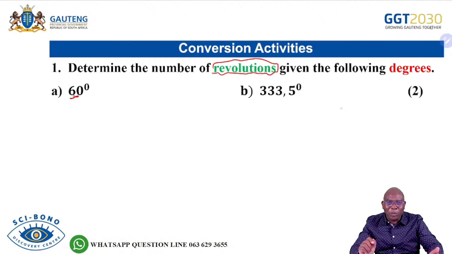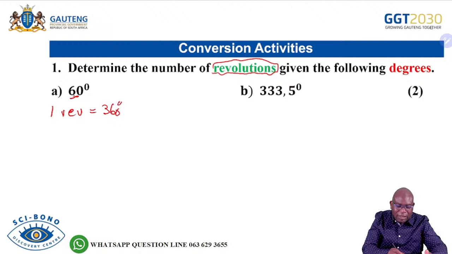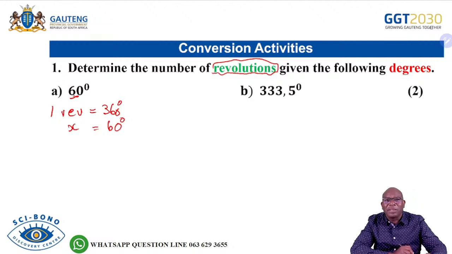So what do you think we must do here? We have got a 60, it's in degrees. We are saying one revolution represents 360 degrees. Now 60 degrees will represent how many revolutions? So if we can just quickly do that, we can say one revolution represents 360 degrees. So 60 degrees will be represented by how many revolutions?